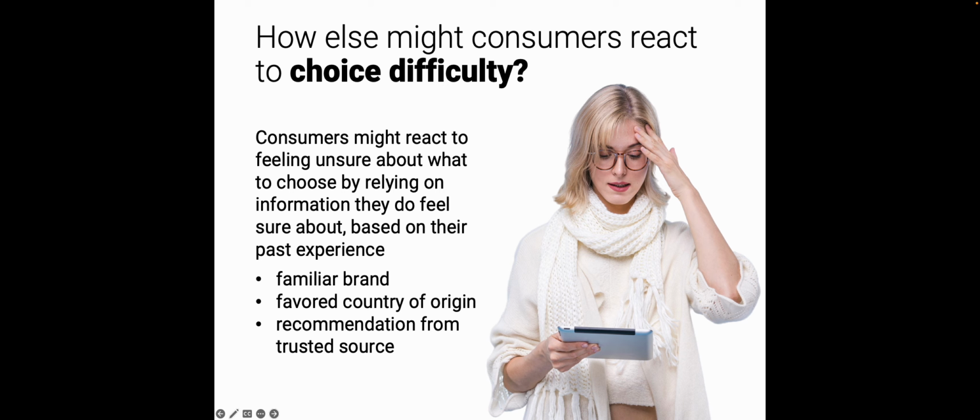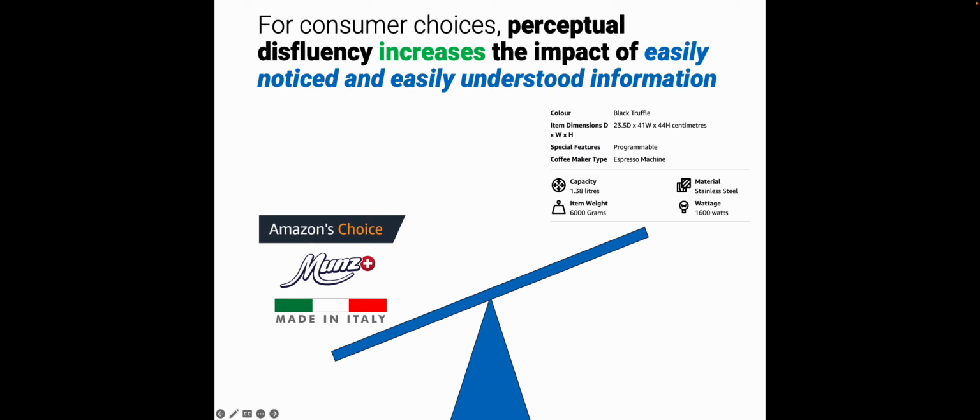In other words, they may rely on information that feels more familiar to them based on their own past experience, rather than rely on information they have only just encountered in the choice context and must come to appreciate through careful attention and scrutiny, like numerical product specifications. As a result, they may be more likely to choose options that are offered by a familiar brand, are from a preferred country of origin, or are recommended by a familiar source.